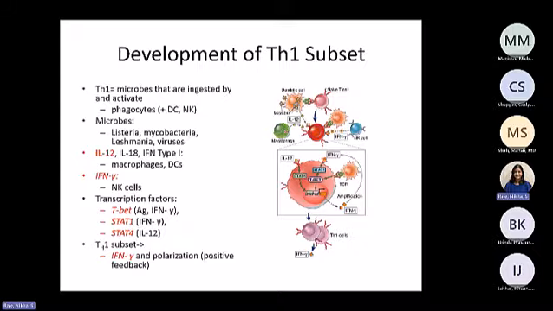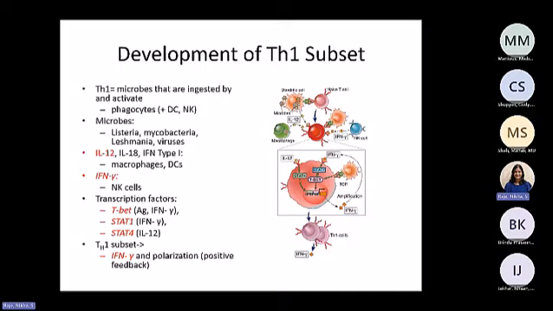We are just talking about 3 subsets, so you can take a guess, but we are talking about extracellular microbes or fungal infections. What subset is needed to fight those microbes? Th17. Th17. If it's a helminth, what is the subset needed? Th2. Th2. And then if it's an intracellular microbe, what subset's needed? Th1. Awesome.